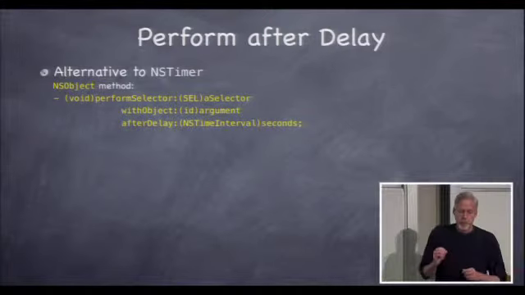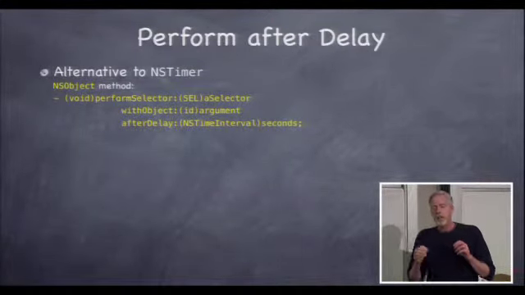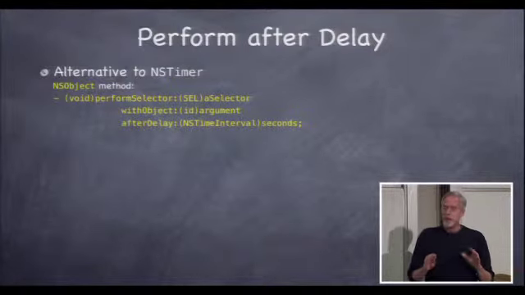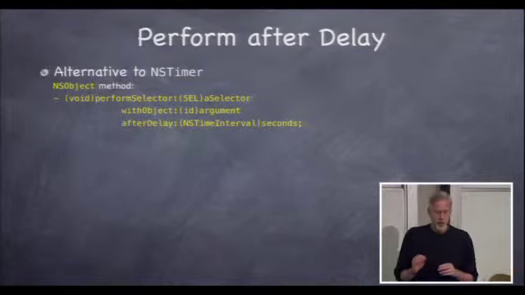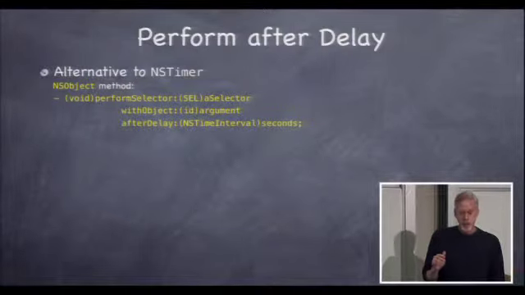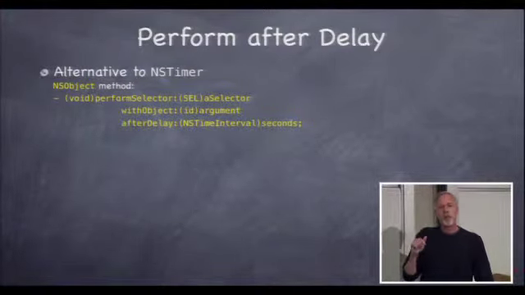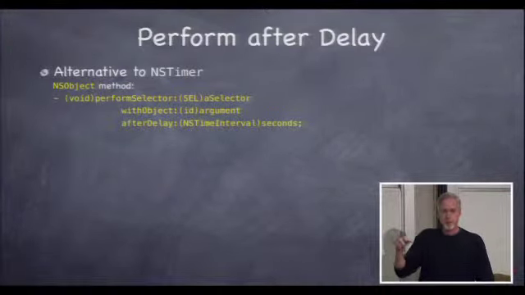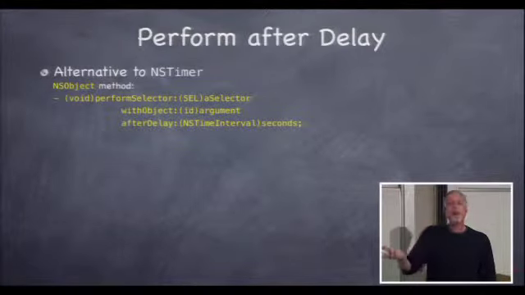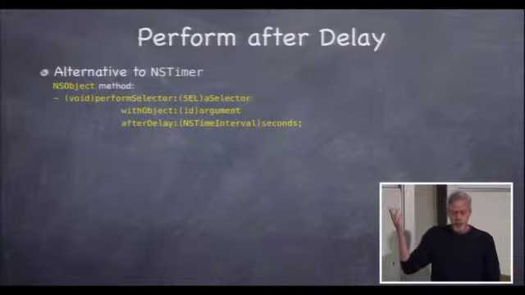What is this? Perform after delay maybe requires a little bit of thinking in your mind how this works, but it's really a very simple method. performSelector:withObject:afterDelay: is an instance method in NSObject. What it says to an object is, please perform this selector, and use this withObject as the argument. It can have no arguments, in which case withObject would be nil. And perform it at some time in the future, after delay.